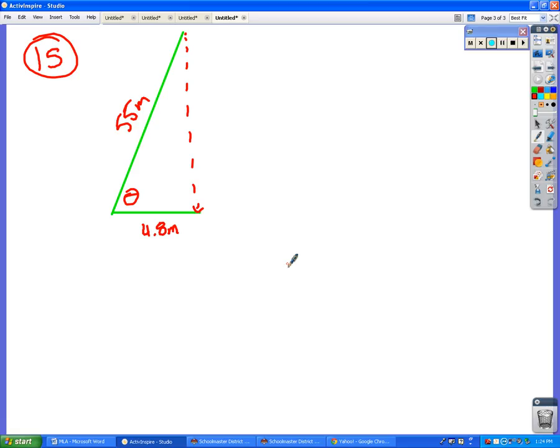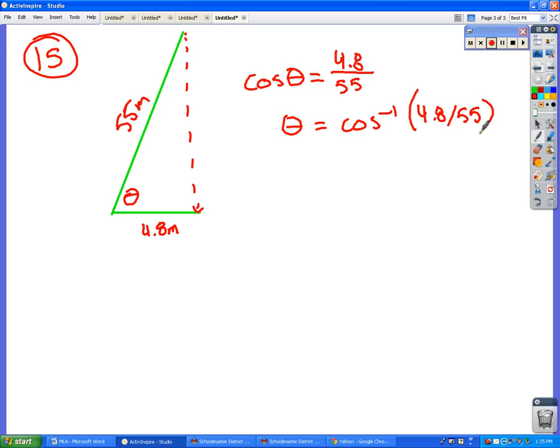Tangent would be if we went the opposite side over the adjacent side. So it's cosine. Cosine, good. Cosine of theta is the adjacent side, which is 4.8, divided by the hypotenuse, which is 55. So I need to go inverse cosine of those things to figure this out. And what do you get from that?